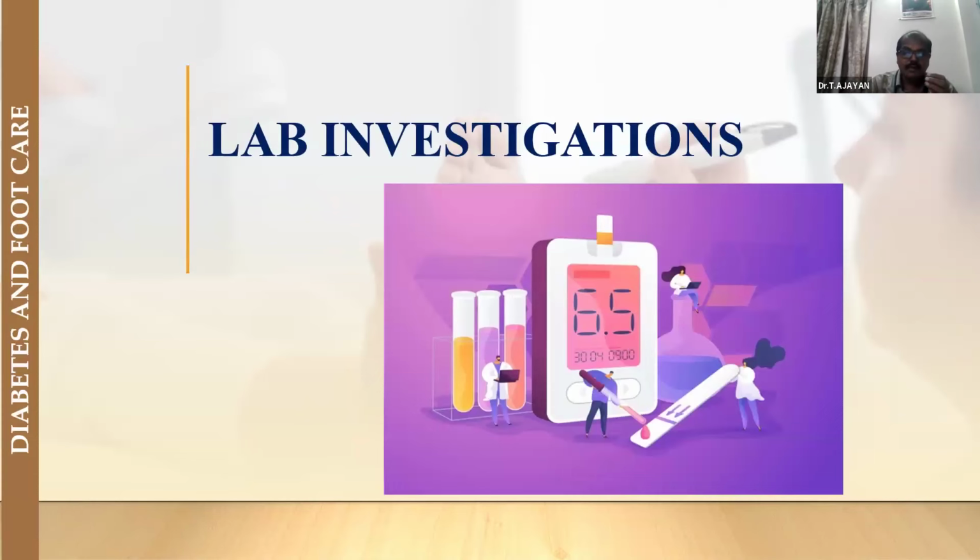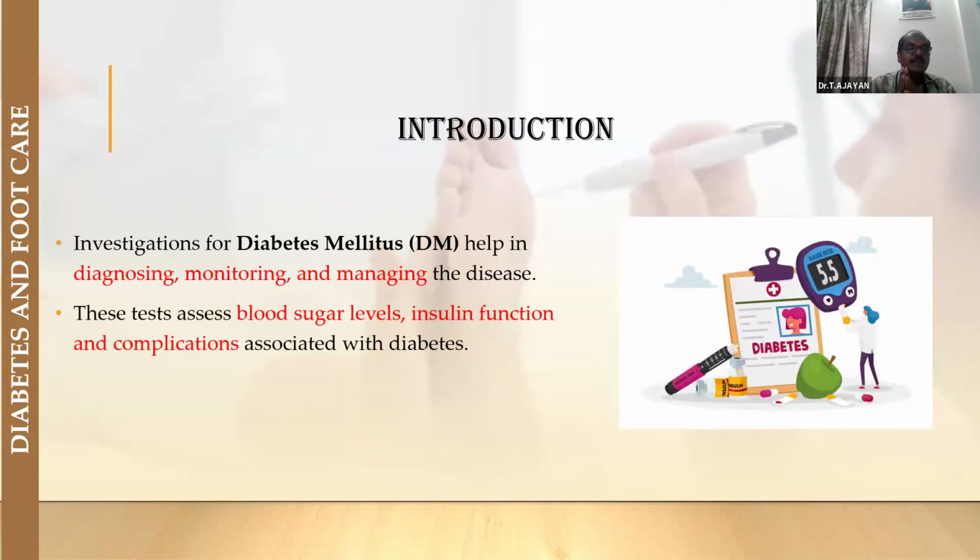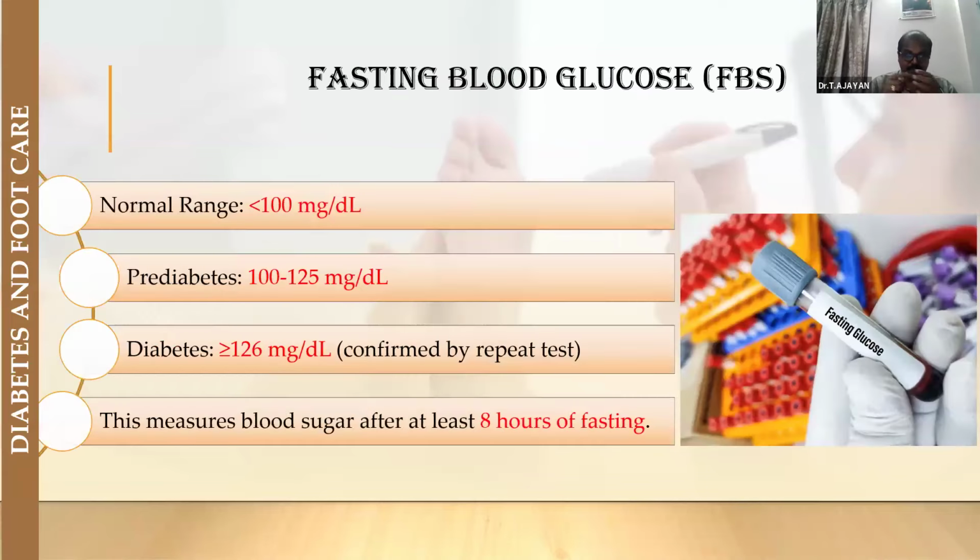Then let us work out what lab investigations are used for the diagnosis of diabetes mellitus. Investigations always help with the diagnosis, monitoring, and management of the disease. We will work out the tests including blood sugar level, insulin function, and complications associated with diabetes mellitus. First, the fasting glucose level.